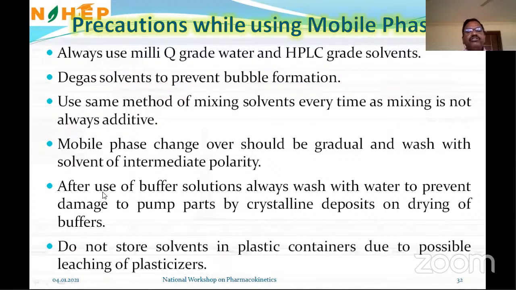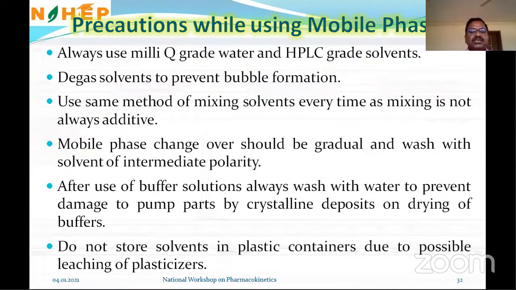And after use of buffer solutions, always wash with water to prevent damage to the pump parts by crystalline deposits on drying of the buffer containing salts. These salts, if you allow them to dry, then crystals will form. They cause deposits and cause damage to the pumps and the columns. And next, do not store solvents in plastic containers.